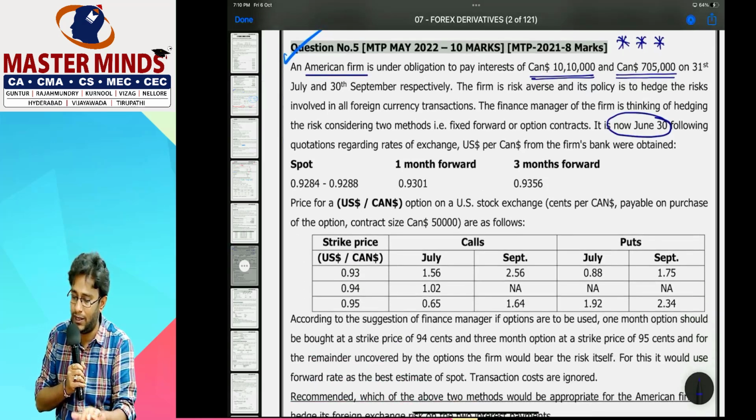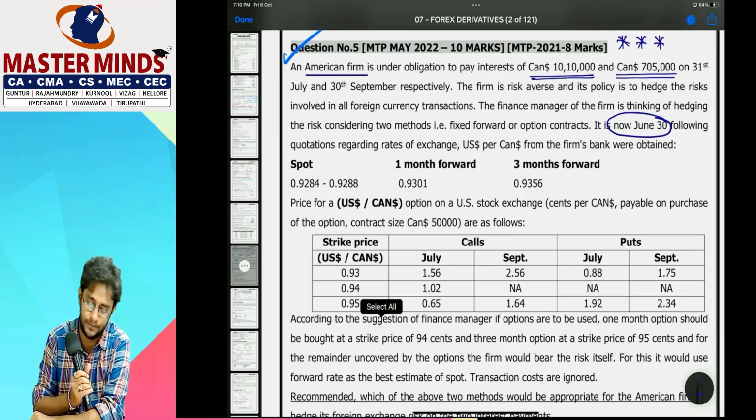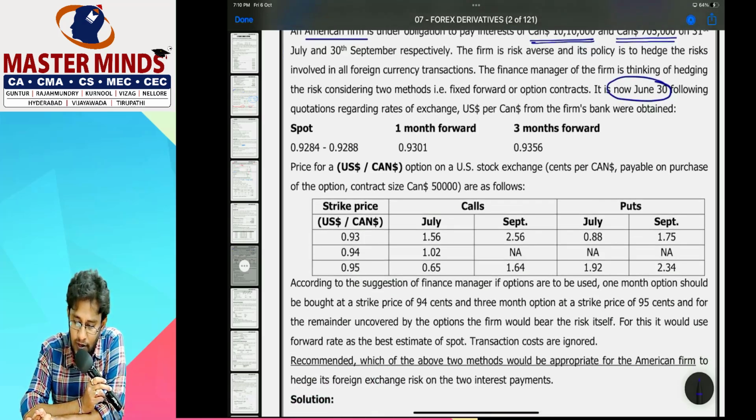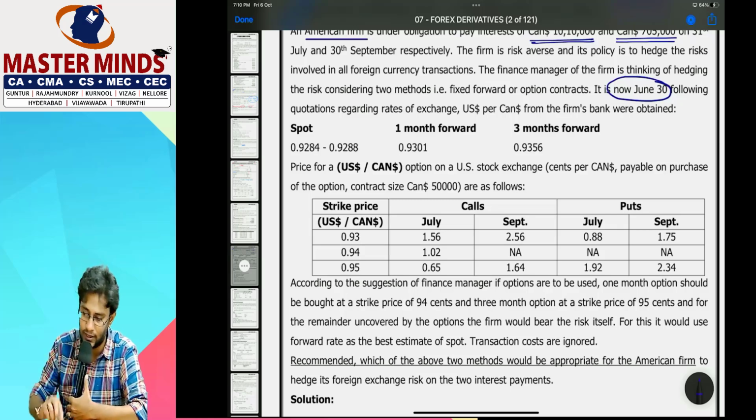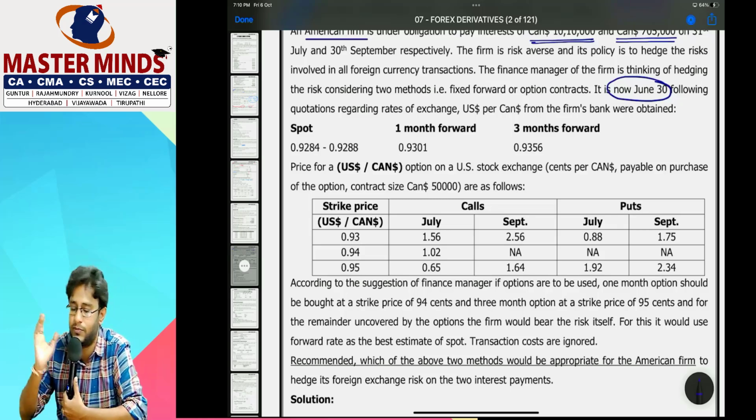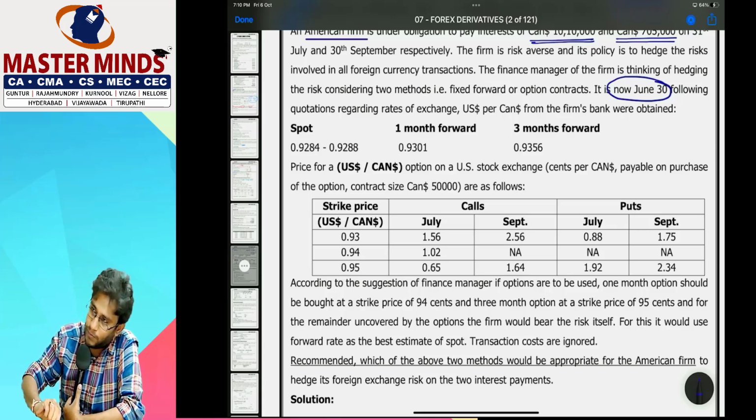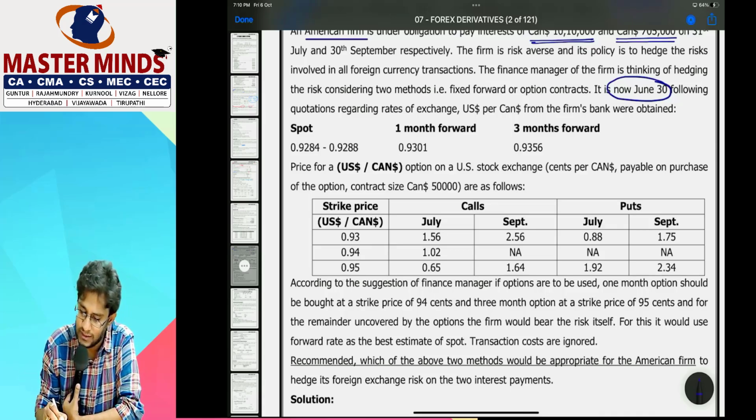Now, the line printed above the table, read. Price for a US dollar per CAN dollar option on a US stock exchange. Price for option means what, sir? Option premium. So whatever numbers they wrote inside the table, for calls and puts, are the option premium. That is given in cents per CAN dollar.